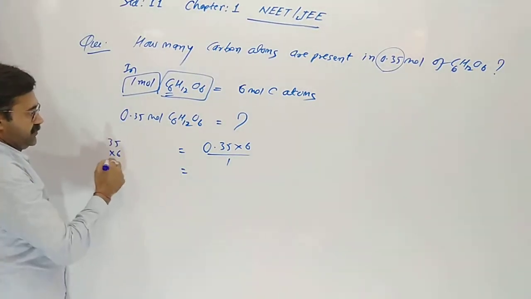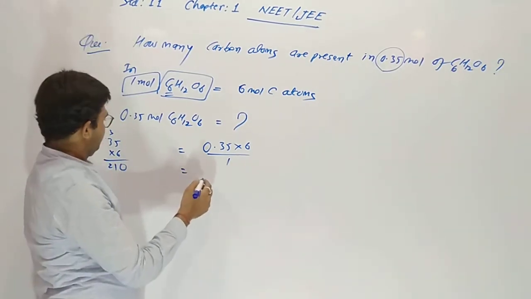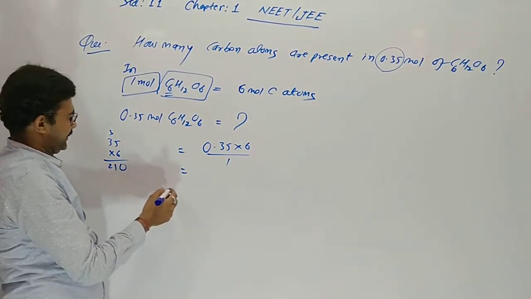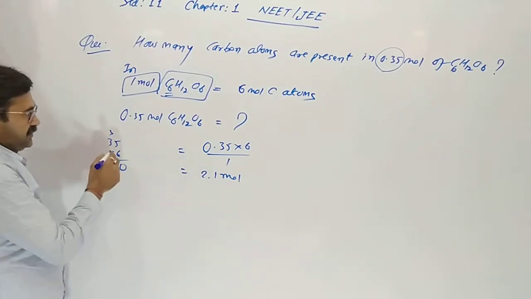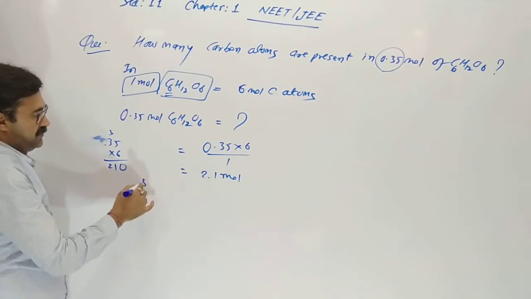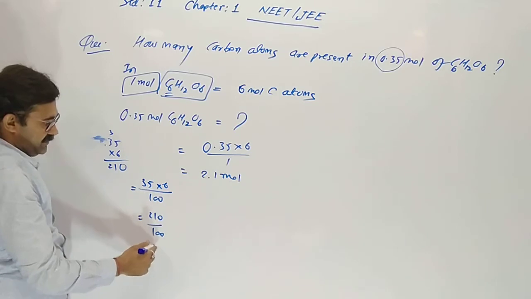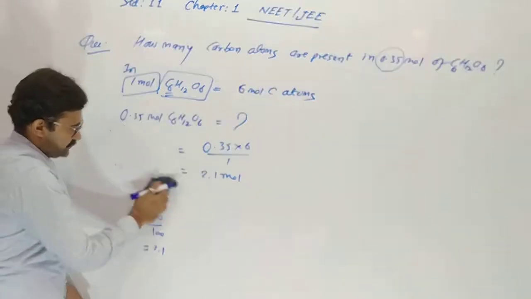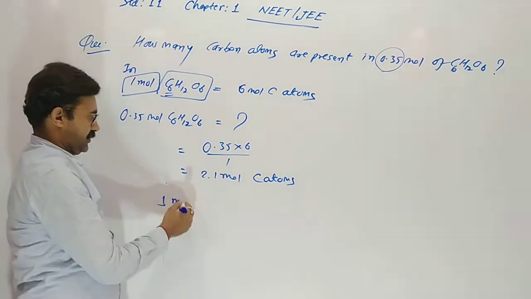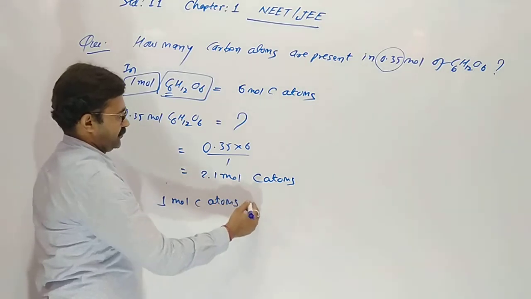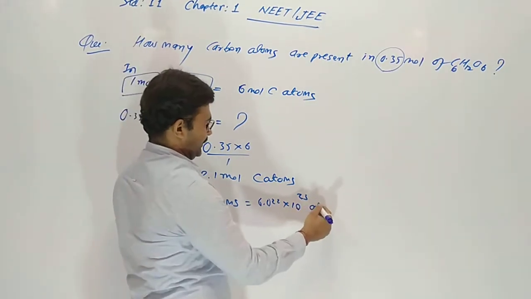So 35 into 6, 210 divided by 100. So 2.1 mole carbon atoms. 1 mole carbon atoms equal to 6.022 10 raised to 23 atoms.